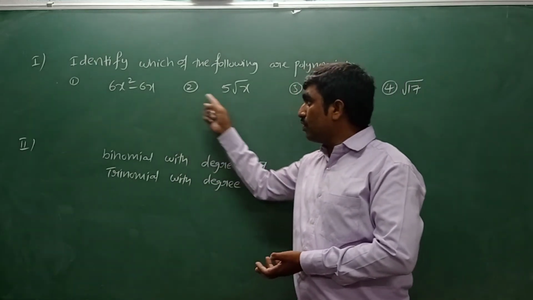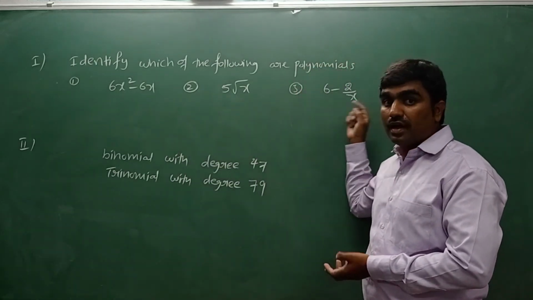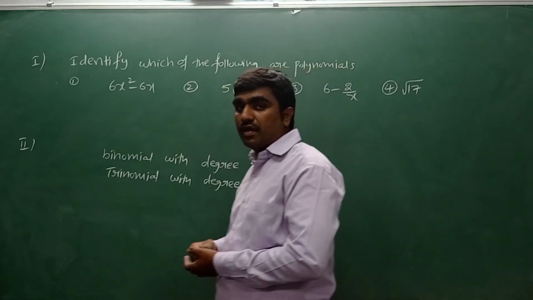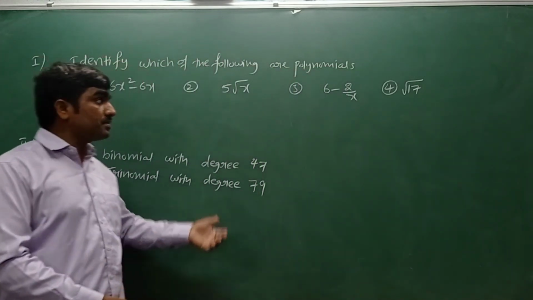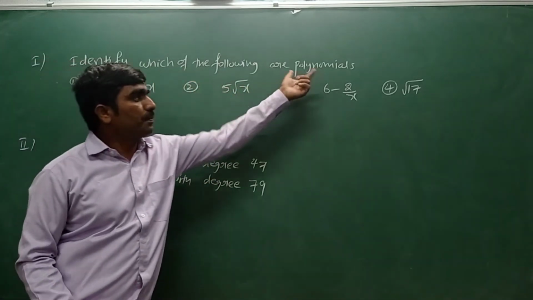Here we can see a few algebraic expressions. Let us verify whether their variable powers are whole numbers or not. If their variable powers are whole numbers, we call it a polynomial.